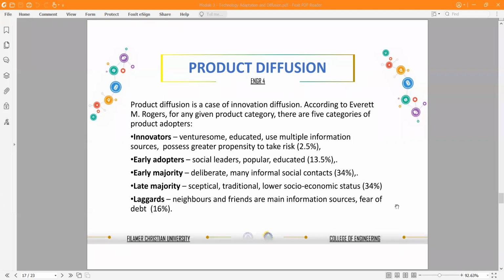Yan. So kung kayo magiging technopreneur sa ulihi, saan kayo dito sa 5 categories ito? Are you an innovator? Are you just an early adopter? Are you in the early majority? So ask yourself.